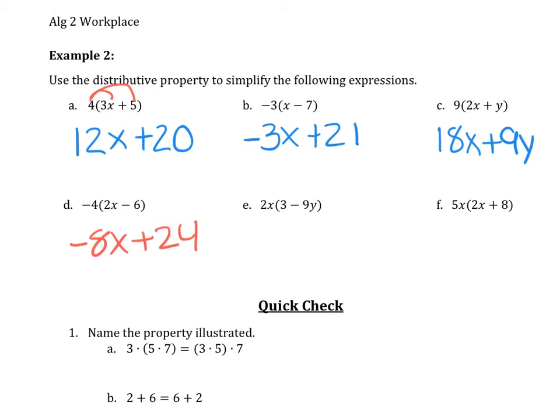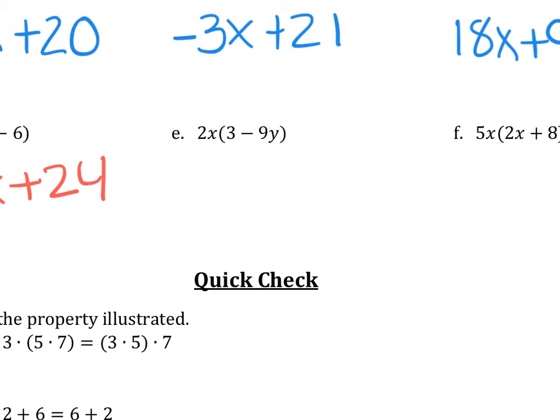Okay, for letter E, when we do the distributive property, so now we have a 2x that's outside the parentheses. So when we multiply, we have to make sure we bring that x along every time. So when we distribute, we would have 6x. And then minus 18xy, because we can't combine the x and the y because they're 2 different variables, so they just have to stay being multiplied together. So it'd be 18 times x times y. Questions on E?